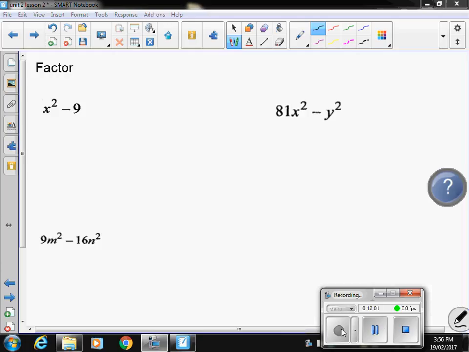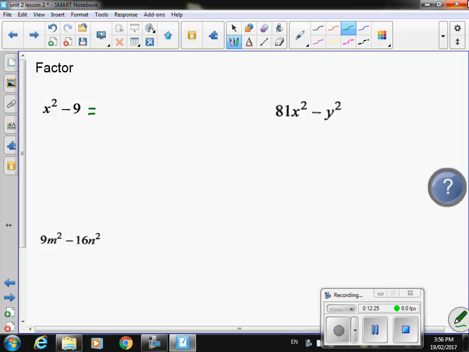3 more to factor, and these ones are kind of interesting. X squared minus 9. So my thought process is, is there a greatest common factor for those two terms? Not one that's more interesting than 1, because there's only x's in the first term and only numbers in the second. So there's not a greatest common factor. But that also doesn't look like the trinomials that we were just doing.